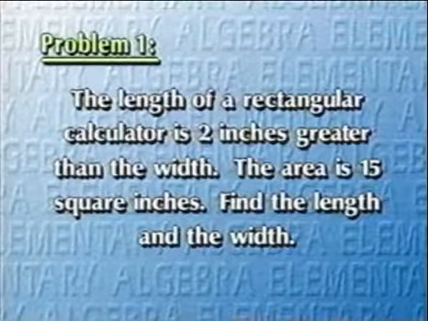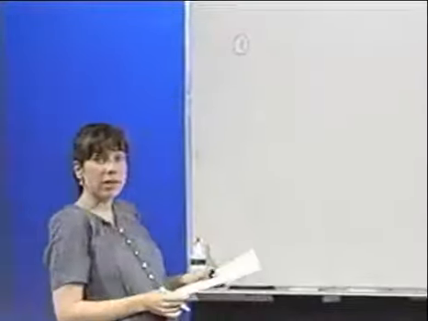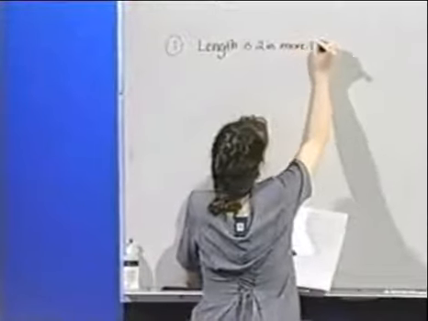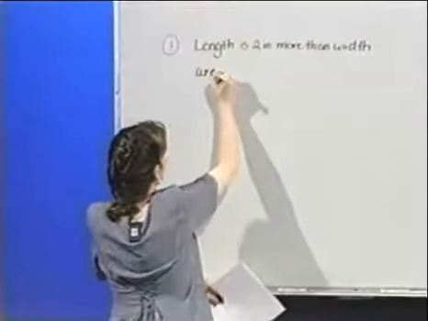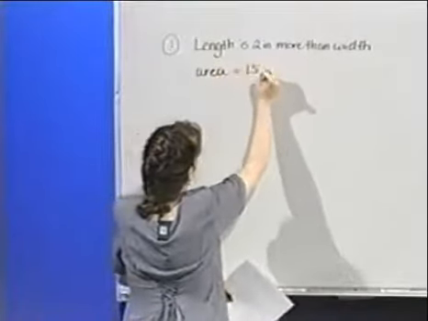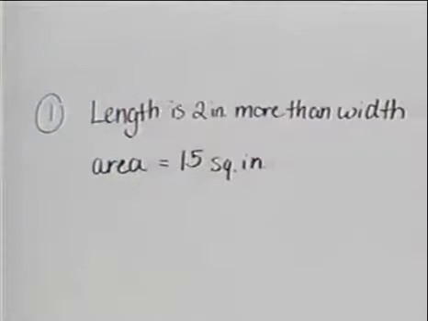To do this problem, which is problem number 1, the first thing I'm going to do is jot down some important information. I know that the length of the calculator is 2 inches more than the width. I'm just going to jot that bit of information down. And the second thing that I know about this calculator is that the area is 15 square inches. So those are the 2 important pieces of information for this problem.